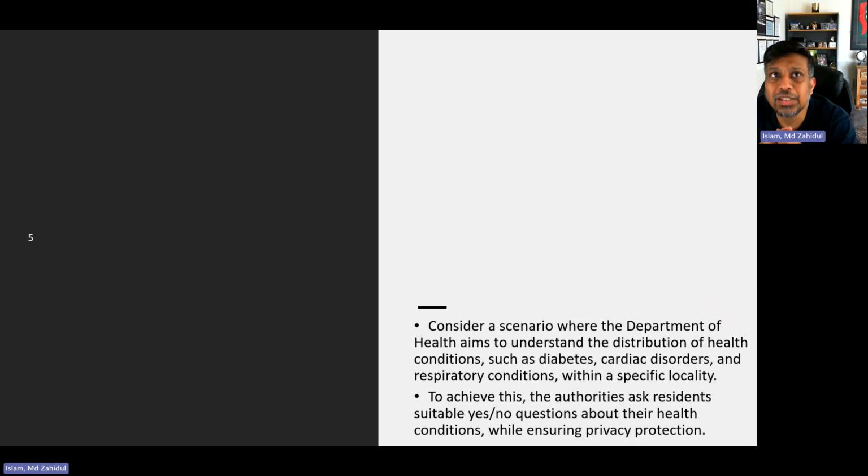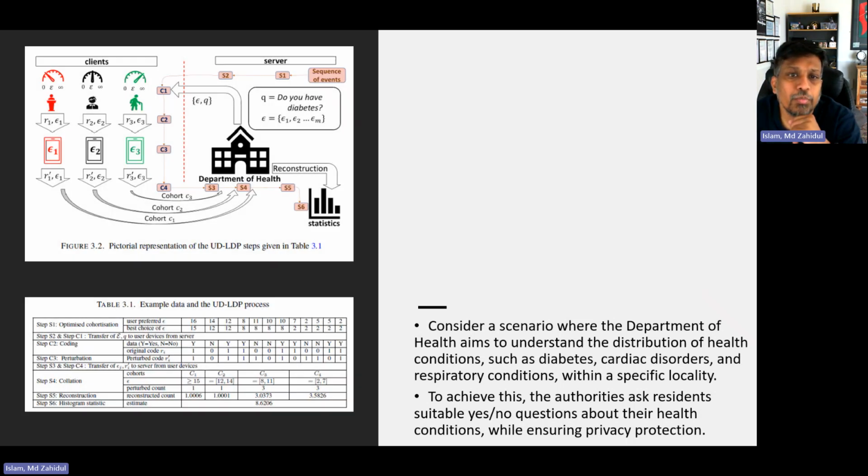So therefore, we need a system that can ensure the survey participants that their privacy will be preserved, but at the same time, the data collectors will receive good quality data so that they can estimate reasonably accurately the distributions, heavy hitters, correlation among different survey questions, and so on and so forth. So to do that, we are proposing a technique called UDLDP, user-defined local differential privacy.